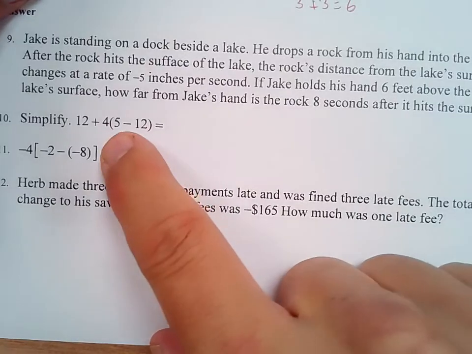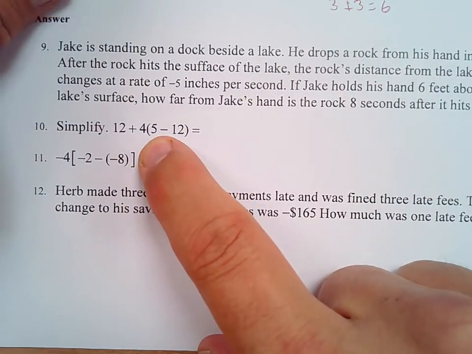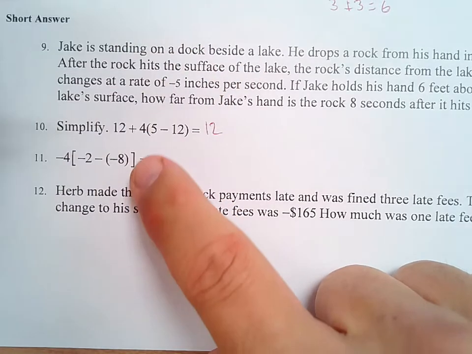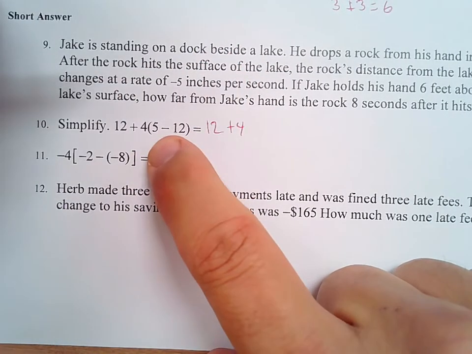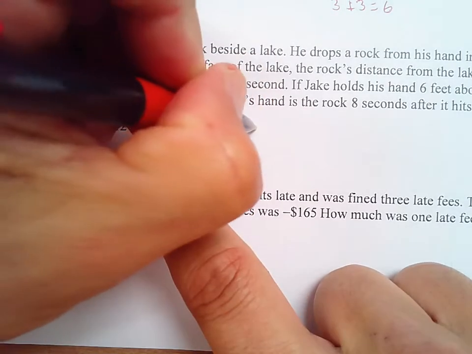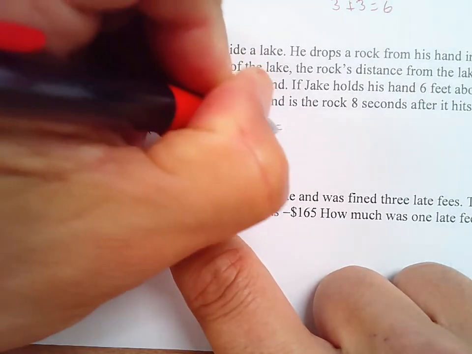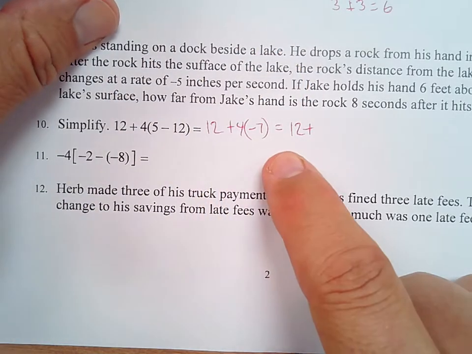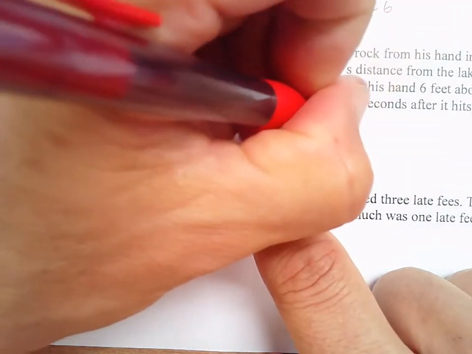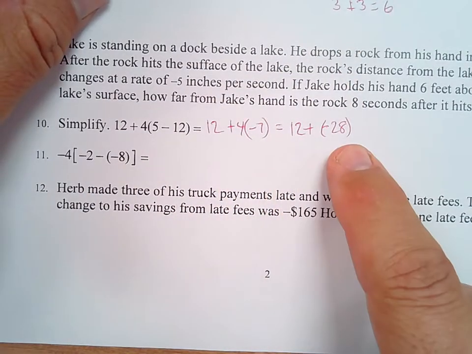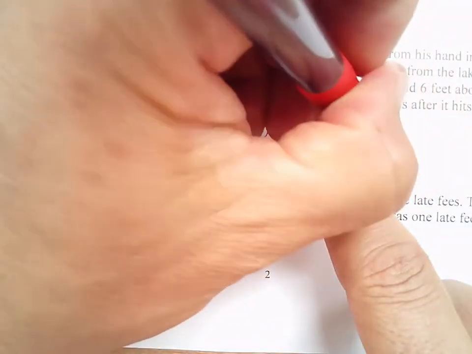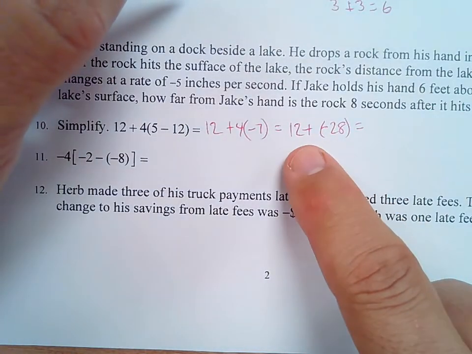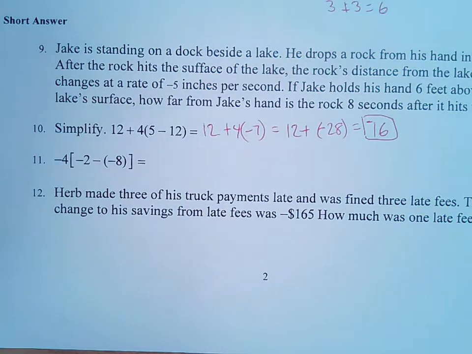Okay, we're going to simplify this one. Number 10, that would be 12, and then plus 4, and then I'll do what's in parentheses here. 5 minus 12, that's negative 7. And then I'll copy the 12 plus, and then 4 times negative 7 is negative 28. And then 12 plus negative 28, you got to subtract them, right? Different signs. So that'd be 6, and that'd be 16, and it's negative 16. Checking my answers here. Yep, that's it.